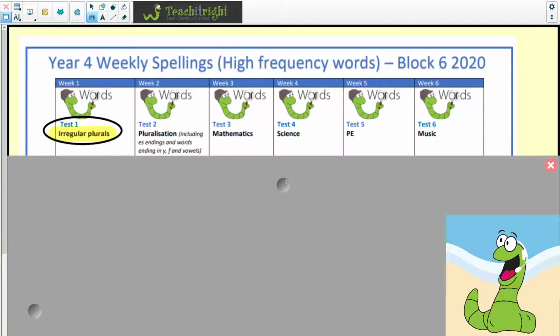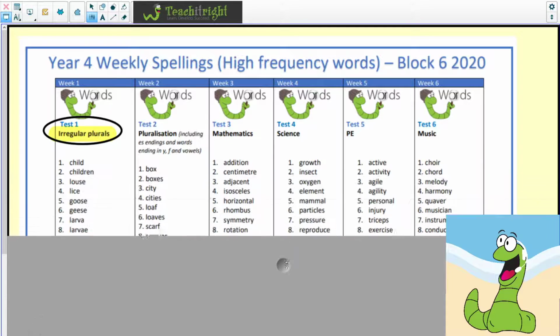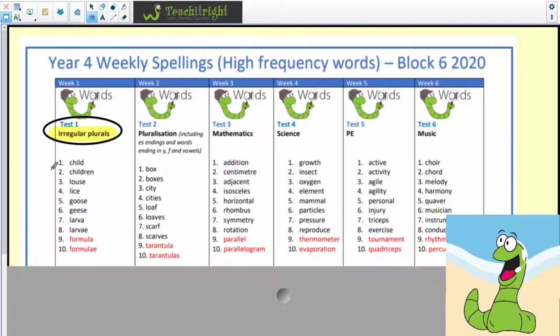So, just having a little look at what those words were this week. They were irregular plurals, so you're focusing on these. So, hopefully you've done your spellings, written down the words, and this allows you the opportunity to just check them, make sure you've got them right.